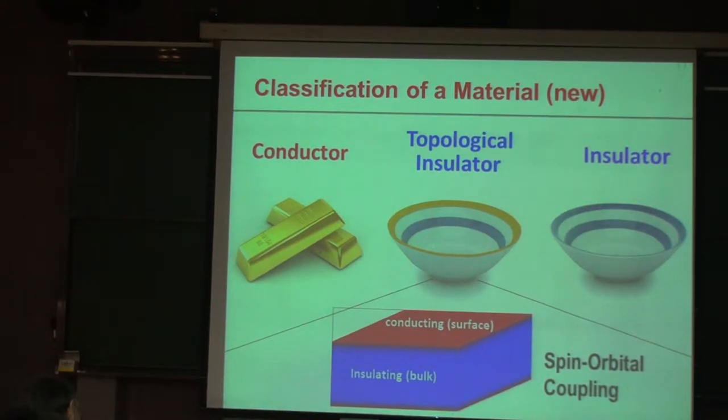Since the material's bulk is insulating, the linearly dispersed states only appear at the surface or the interface of the material. So you have an insulator, but by considering the spin-orbital coupling, you have a very thin conducting layer at the boundary, in this case on the surface, just like coating a conductor onto ceramic. This is a very simple understanding of the topological insulator. The thickness of this conducting surface layer, the decay length of the surface state wave function, is around 1 nanometer. So very thin.